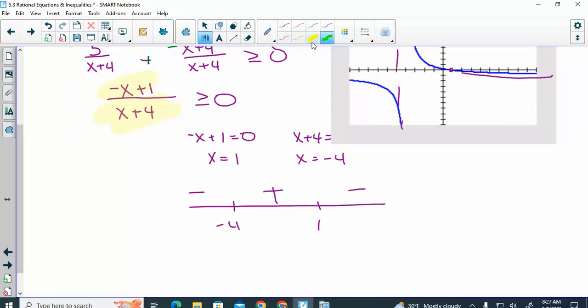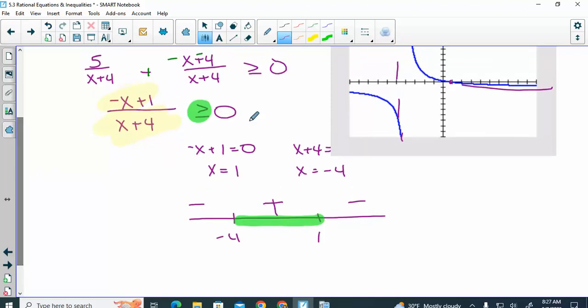We said greater than or equal to 0. So that's positive. Equal to means brackets, but can it equal both a negative 4 and a 1? Which one can't it be? Negative 4, because that's the vertical asymptote. That makes the bottom 0. But it can equal 1. That was the x-intercept on our graph. So our answer is parentheses negative 4 comma 1 with a bracket.